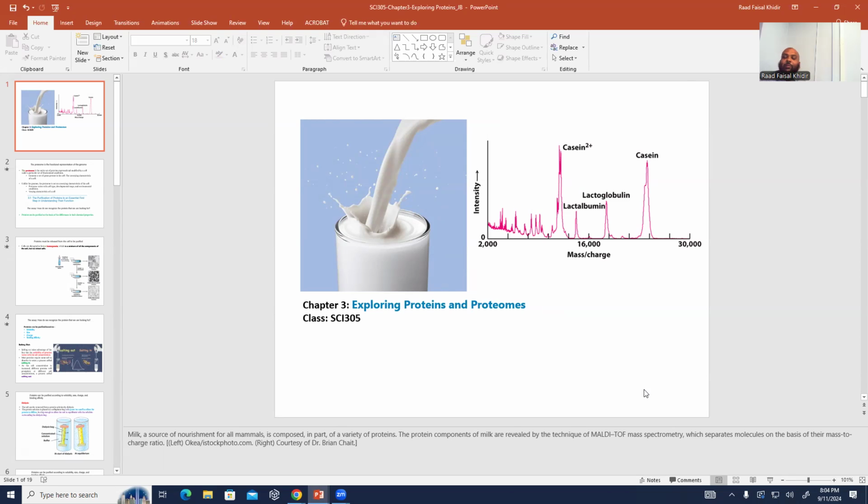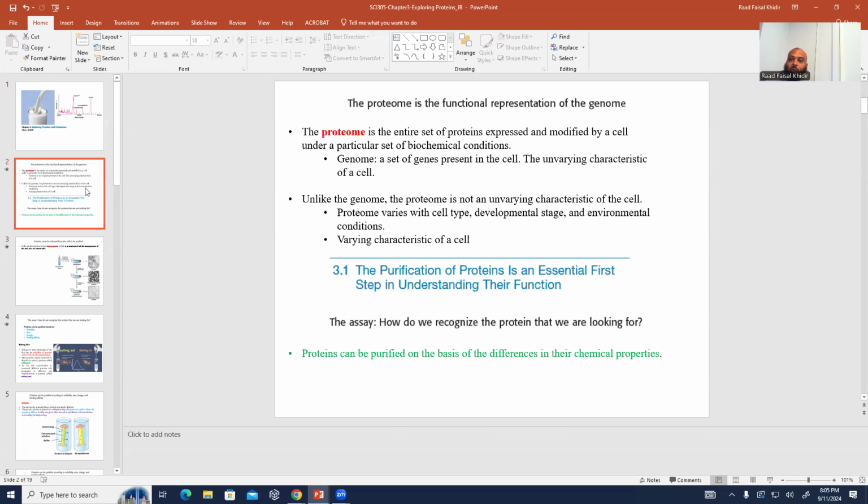So now we can separate it based on mass, but we need to know that the sugar of milk is known as lactose, and it is made up of glucose and galactose. Very good. So that's one component of milk. Does that mean milk has no proteins? Has proteins. Does that mean milk has no fat? That's fat, yeah. Okay, so the proteome, what's the proteome?